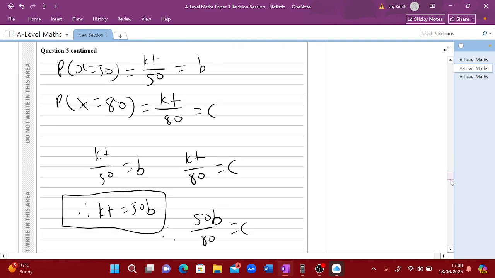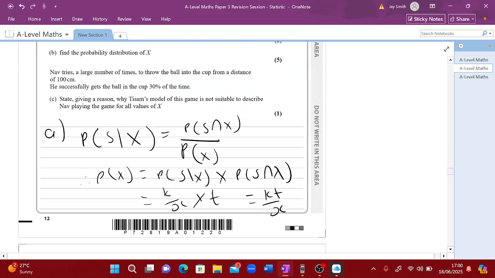So KT is 50b, so then KT over 80 is also C. So 50b over 8 is C. That'll go to 5 over 8. So then you want 8 over 5. Okay, I think there's a little bit wrong with the T here. Have I rearranged it right? I haven't rearranged it. I do apologize, this is wrong. I rearranged it wrong. I don't know what's going on today. No, that is wrong. That's why.